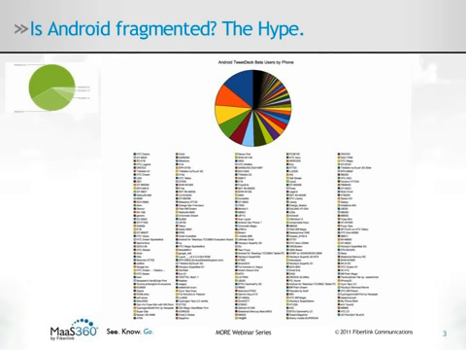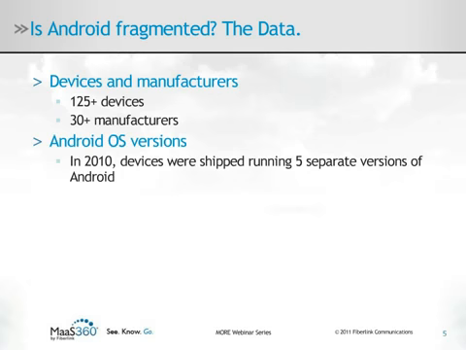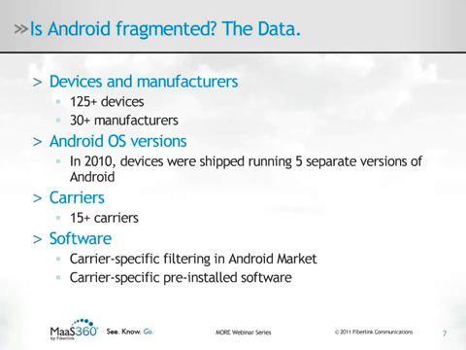So let's look at a little data to try to quantify this. There are over 125 Android devices from 30 plus manufacturers in the marketplace, and there are nearly 80 different Android phones currently for sale in the United States. In 2010, there were devices shipped running 5 separate versions of Android from 1.5 through 2.2. Android devices are available from over 15 carriers worldwide, and there is both carrier-specific pre-installed software on Android devices as well as carrier-specific filtering of applications available in the Android market.